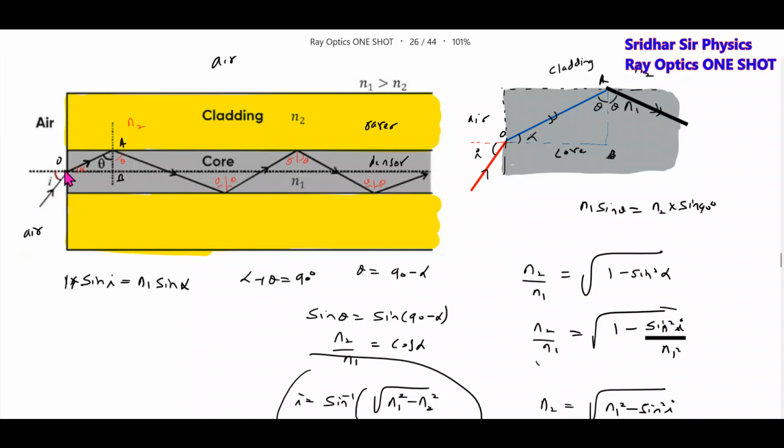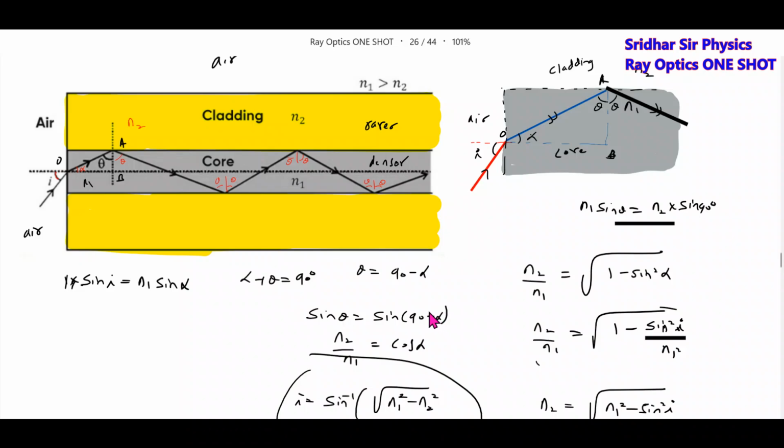Applying Snell's law at point 2, 1 into sine I equals N1 into sine alpha. The angle of refraction is alpha. Then from this triangle, alpha plus theta equals 90, so theta equals 90 minus alpha. Then sine theta is equal to sine of 90 minus alpha. What is sine theta? N1 sine theta should be equal to N2 sine 90, just equal to the critical angle, it is a condition. So therefore sine theta equals N2 by N1.